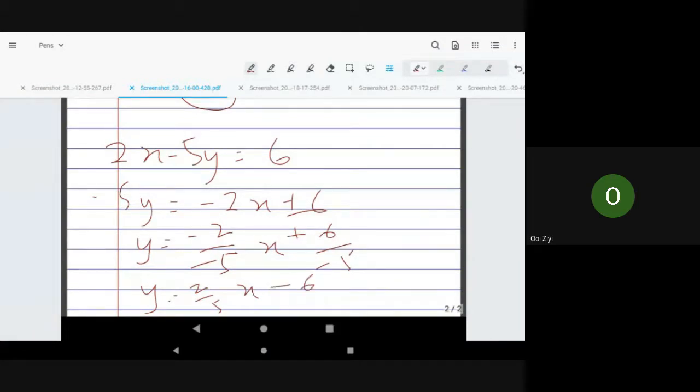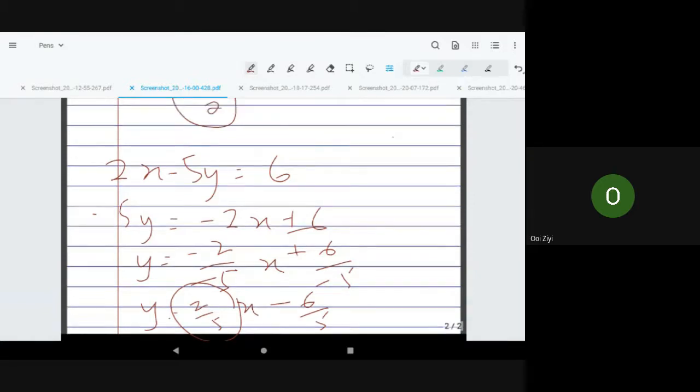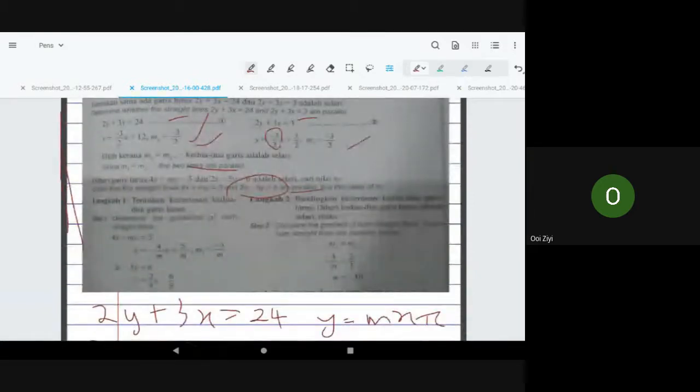So we have 2 over 5 here. So m will be the same as the first line, which is 2 over 5. So we will change the first equation into y = mx + c, and we do the comparison for m.